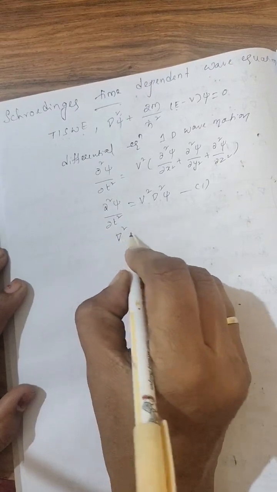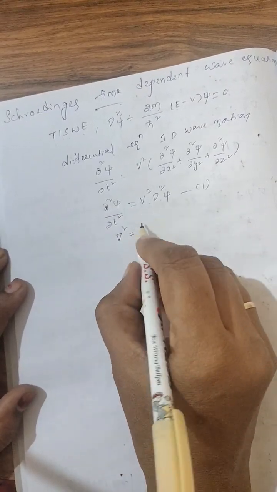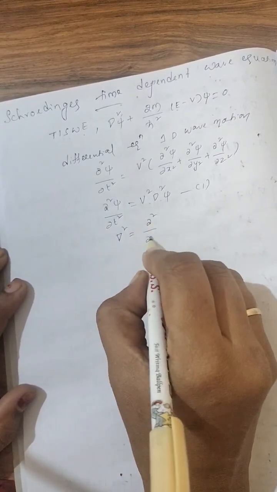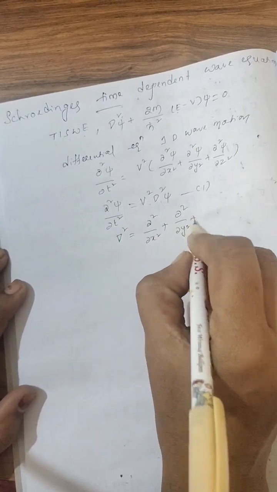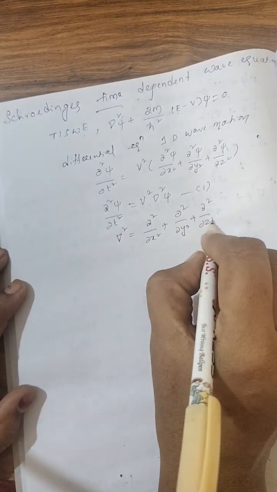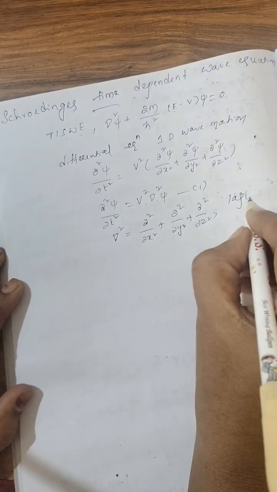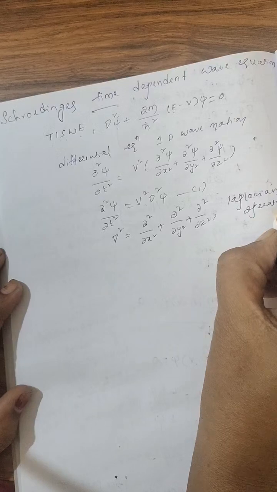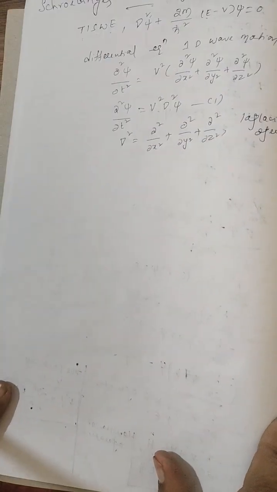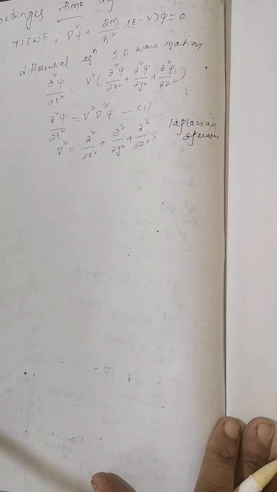What is del square? Laplacian operator. That is dou square by dou x square plus dou square by dou y square plus dou square by dou z square. Laplacian operator. Alright? Laplacian operator. Okay?